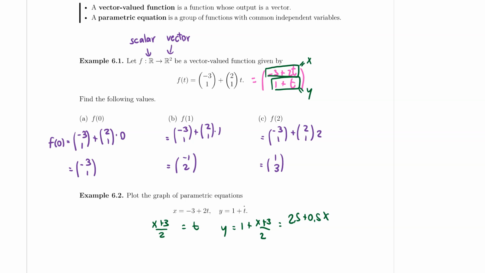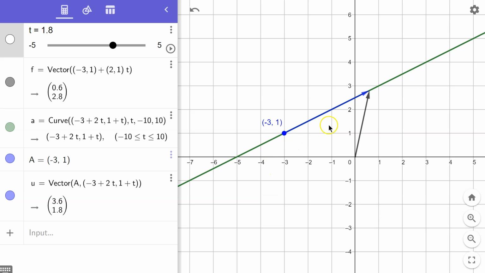So that means I should be looking at a line whose y-intercept is 2.5 and whose slope is 0.5. And that is exactly the line that we have been looking at here. So this green line, you can see the y-intercept is 2.5 and the slope is 0.5.